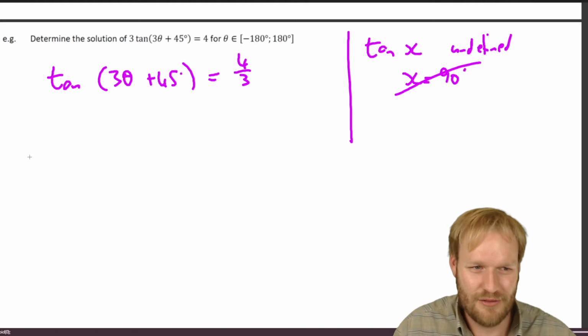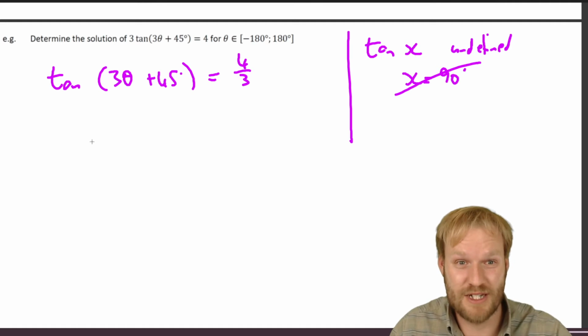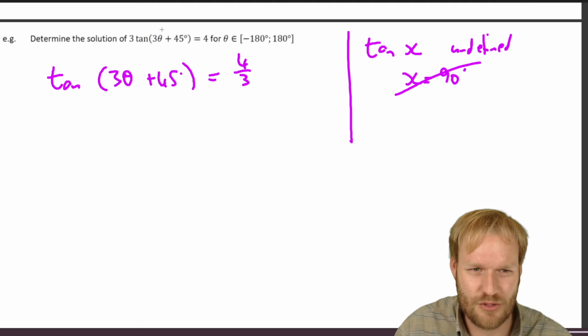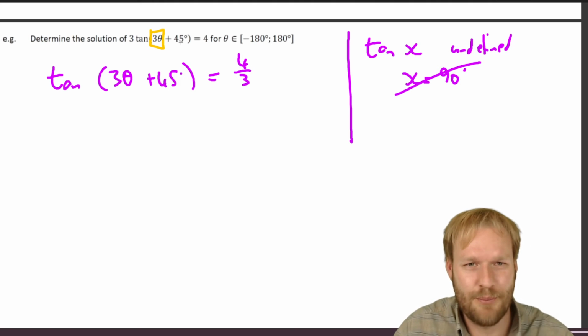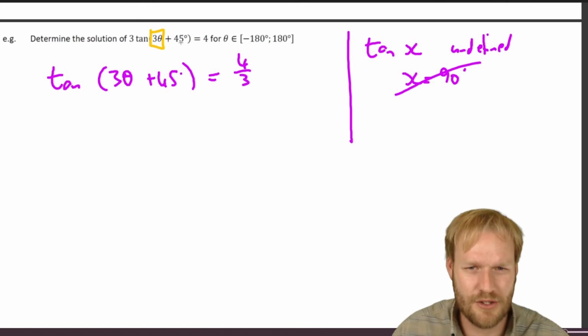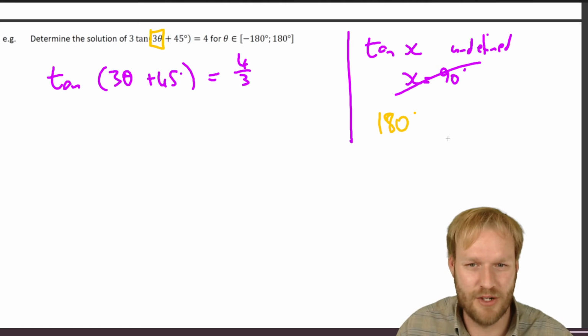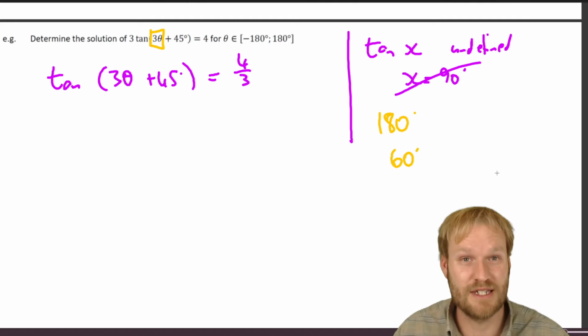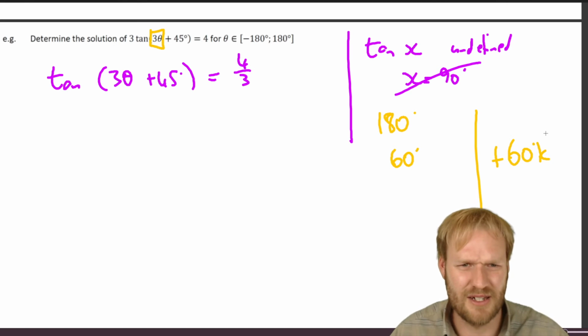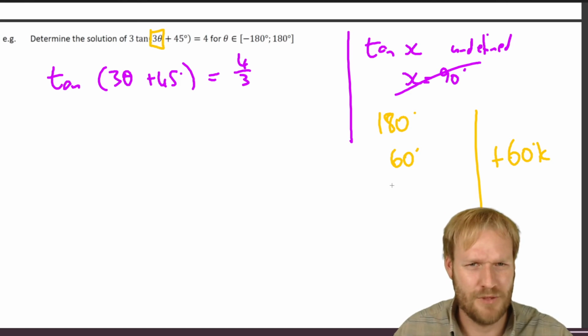Okay, so again, I'm going to run through this quite procedurally. In fact, before we go through that, maybe a question. What is the period of this tan graph that's given? Well, tan x, as it would normally be, repeats itself every 180 degrees. This is 3 theta, so it's going to repeat itself every 60 degrees. So we expect in our general solution to have plus 60k sitting there somewhere, right?